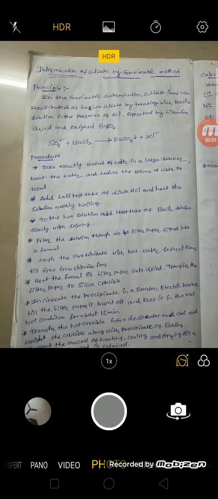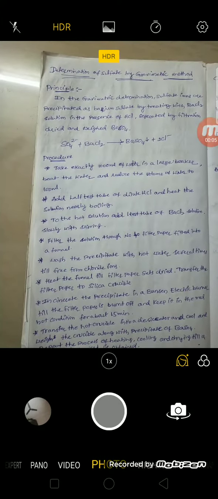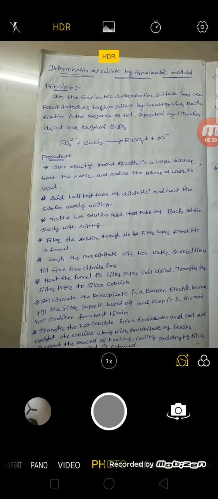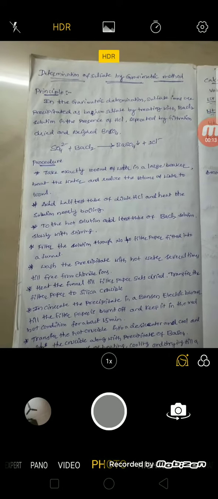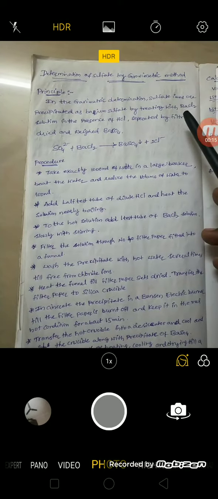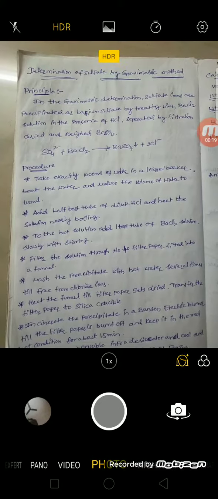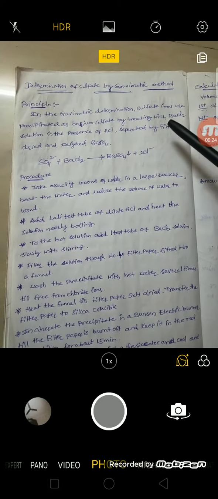So students, today's class we shall discuss the determination of sulfate ions by the gravimetric method. In this method, the principle involves the sulfate ions which are present in the water sample being treated with barium chloride solution.